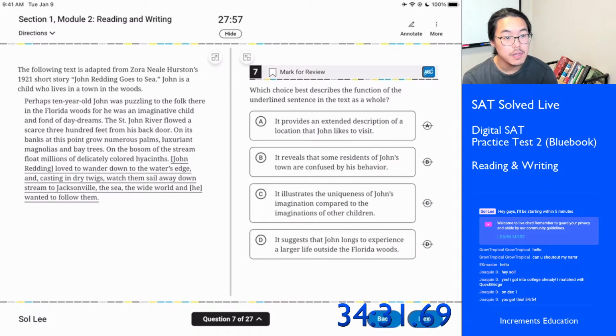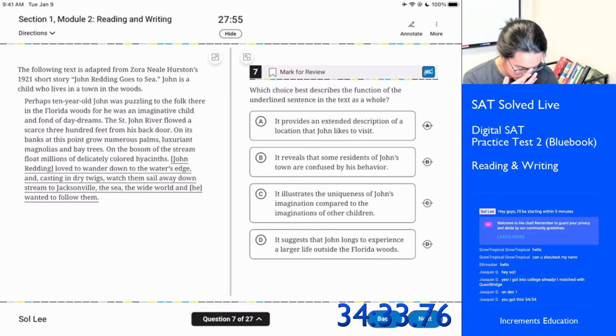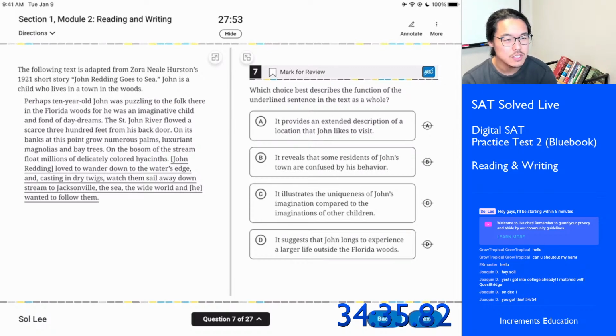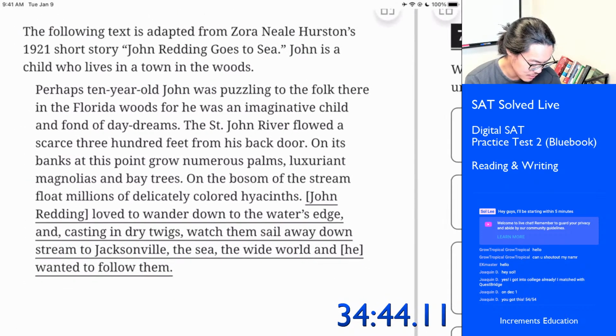Okay, I'm at... I probably should have restarted the timer. Oh well. There it goes. My stopwatch is just going to keep running.